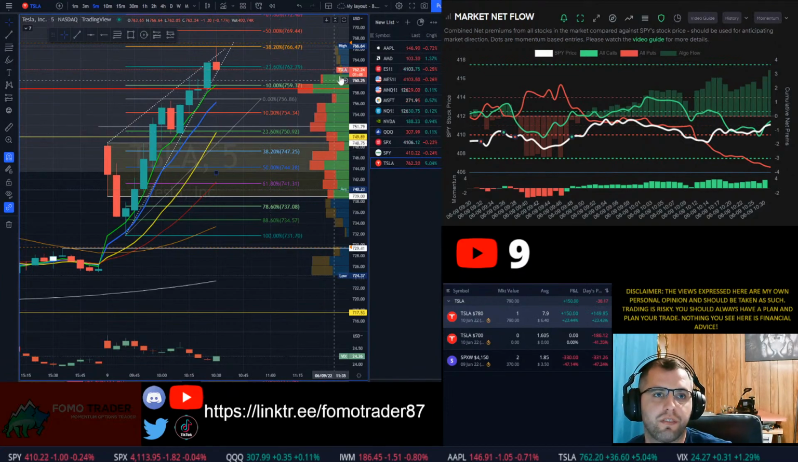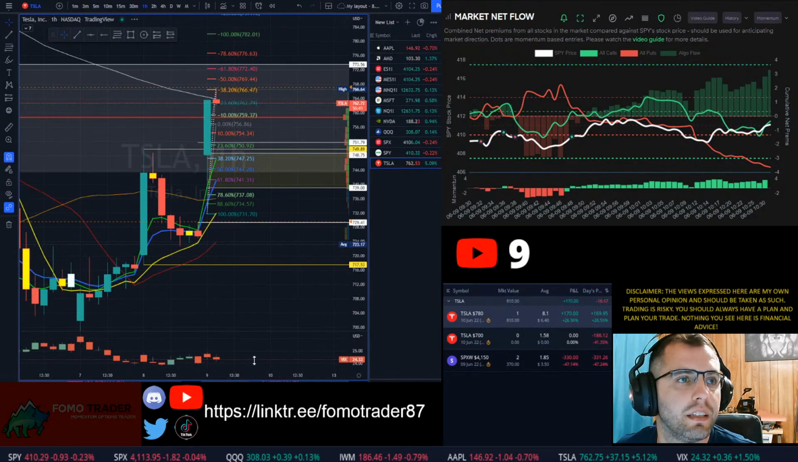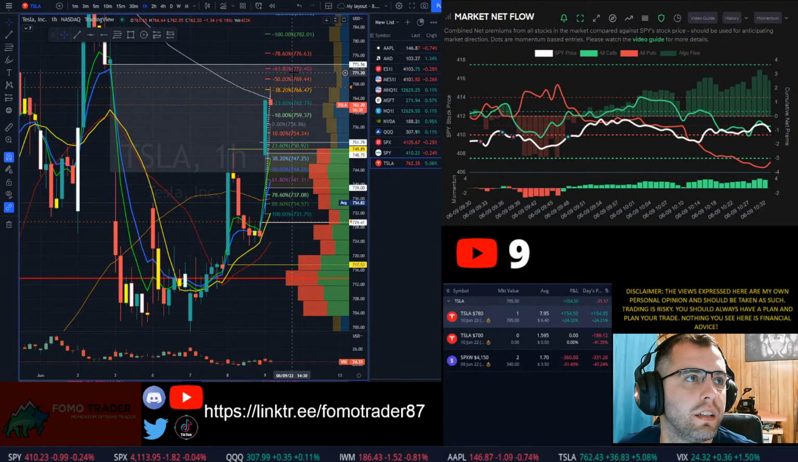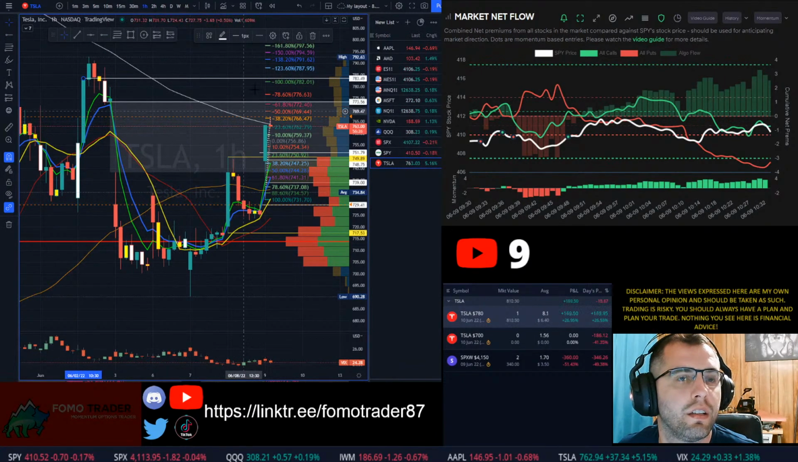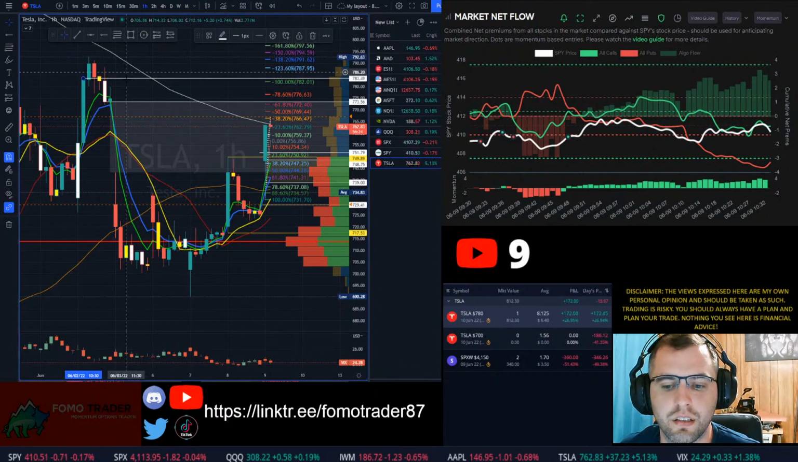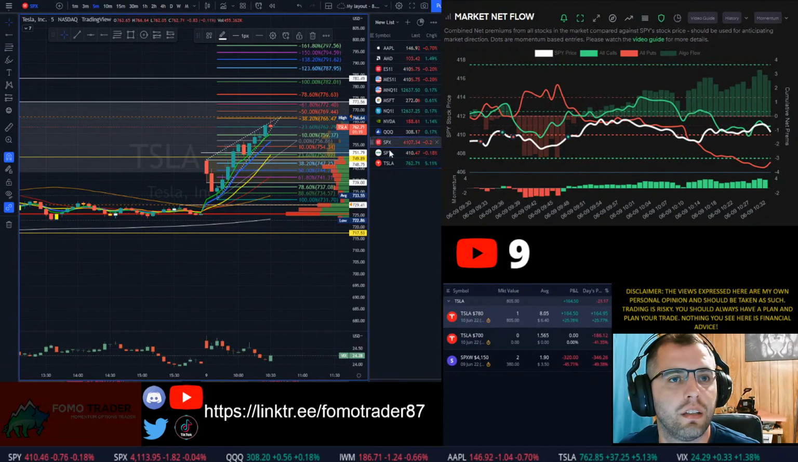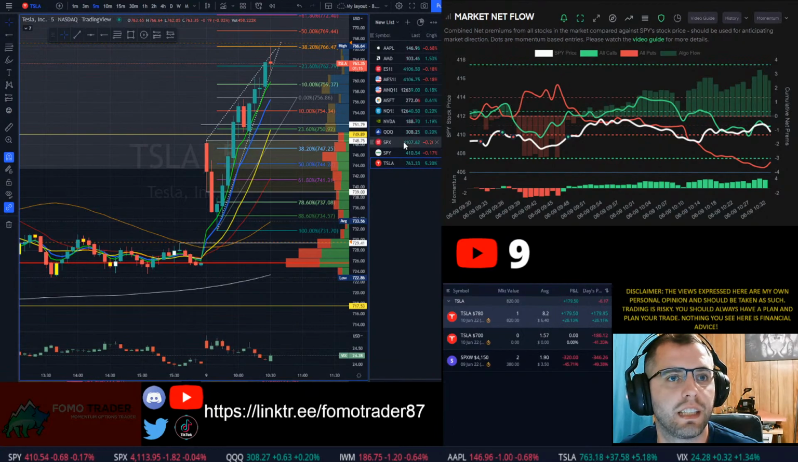Looking for a full gap closure here on Tesla. Should be somewhere in about the 770 to 773 area. SPX not holding on to its gains.